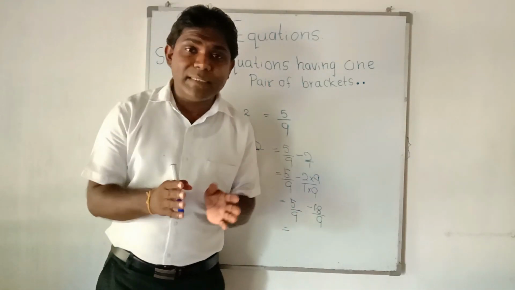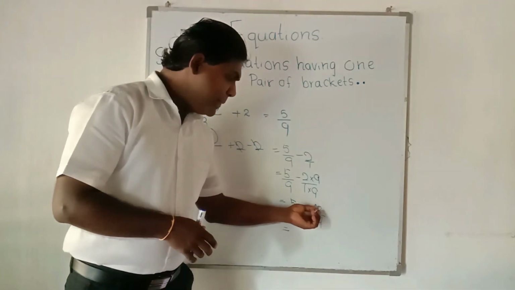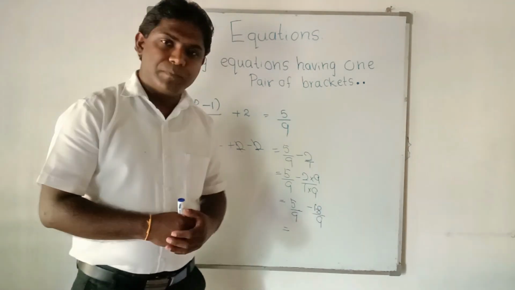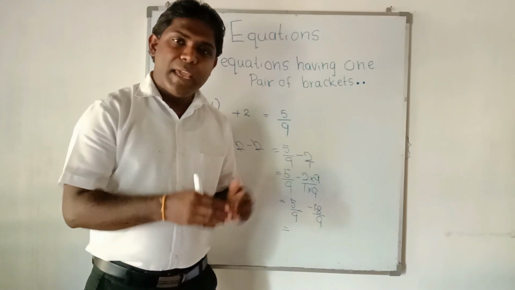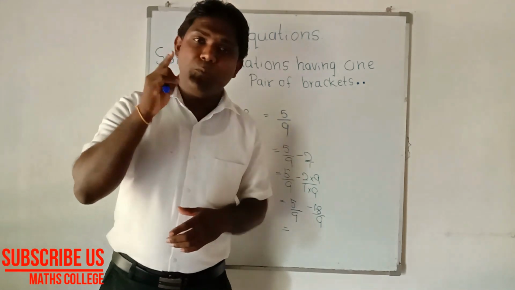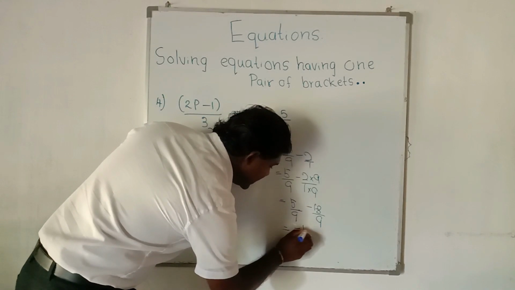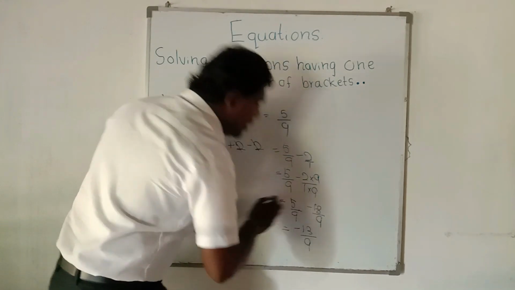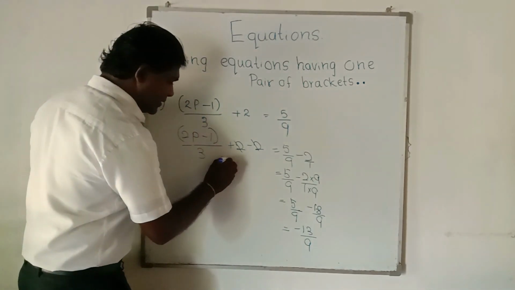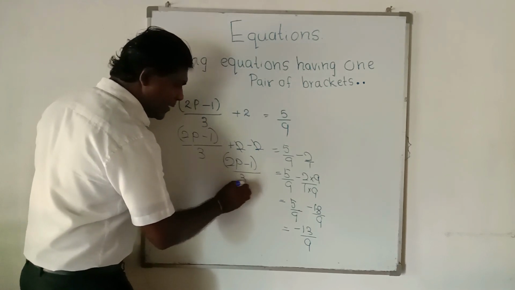If you have different signs, how to do? The large number is 18 with minus sign, the small number is 5. We have to find the difference. 18 subtraction 5 is 13. We have to put the large number's sign, minus. Minus 13 upon 9. On this side, we have to write the expression 2p subtraction 1 upon 3 again.